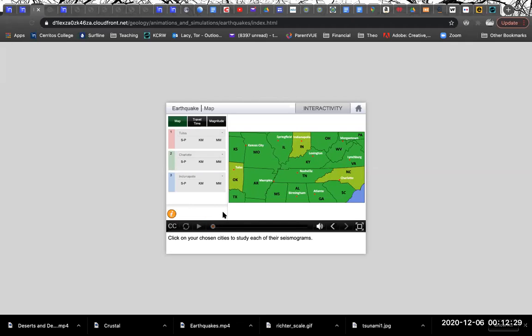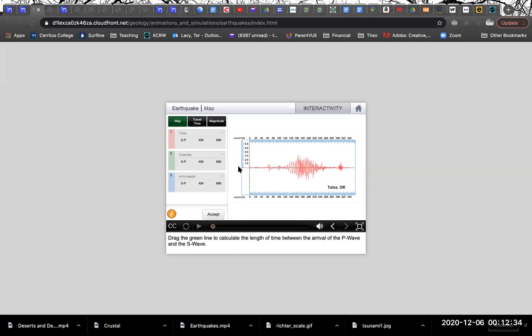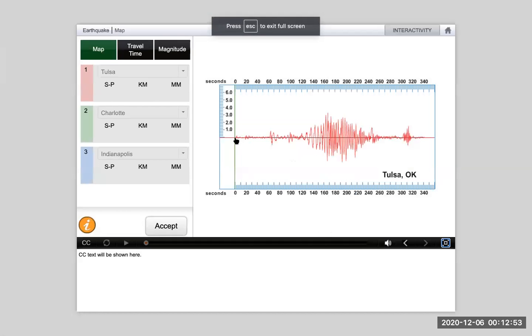Click on your chosen cities to study each of their seismograms. I'm instructed to choose the city. Drag the green line to calculate the length of time between the arrival of the P wave and the S wave, and then analyze the seismogram record. What I'm going to do specifically is get the lag time, the difference in arrival time between the P wave and the S wave. And one reason that I'm doing this is it's not really that clear on some of these which the P, S, and surface waves are.